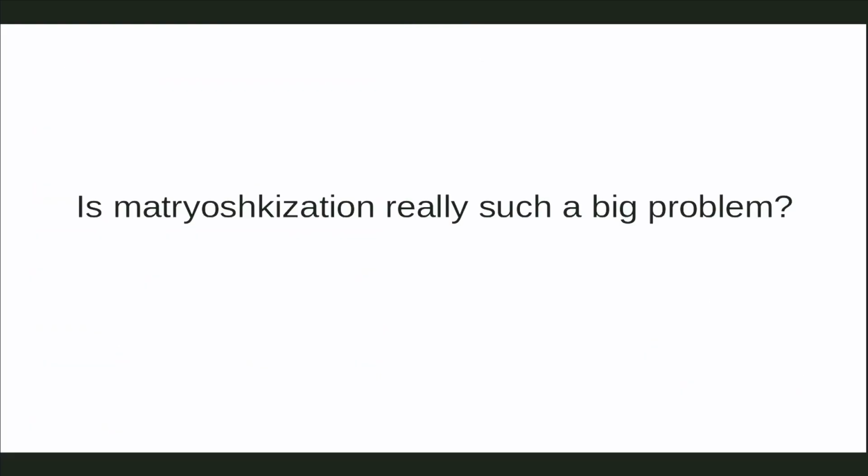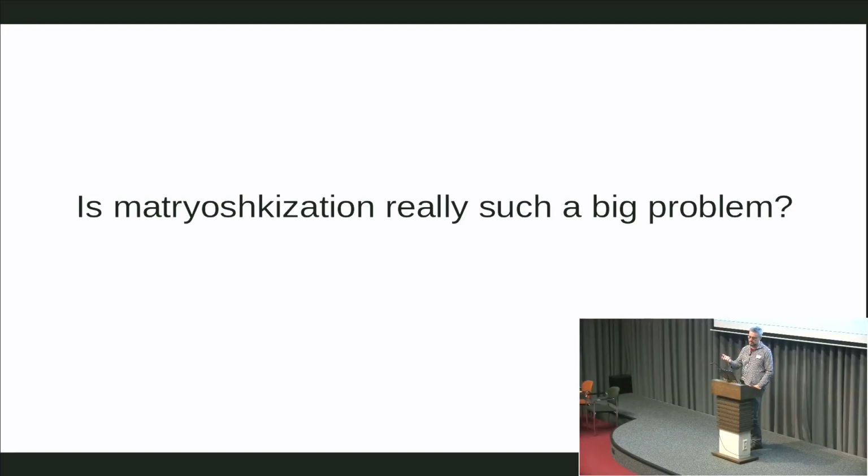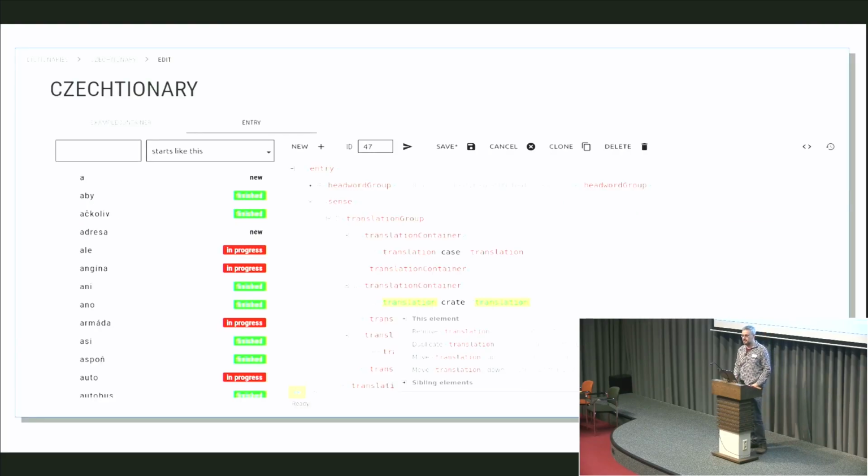And one comment I usually get at this point is people tell me, okay, yes, it's heavily matryoshkized and it's not very user-friendly, but of course you can build clever user interfaces, which hide this complexity from the human user. And of course, that's true in theory, but in practice, that's almost never done. Because in practice, dictionary writing systems usually look like this. A dictionary writing system is basically a glorified XML editor, where the human lexicographer is fully exposed to the complexity of the matryoshkization of the schema, of the many levels of embedding.